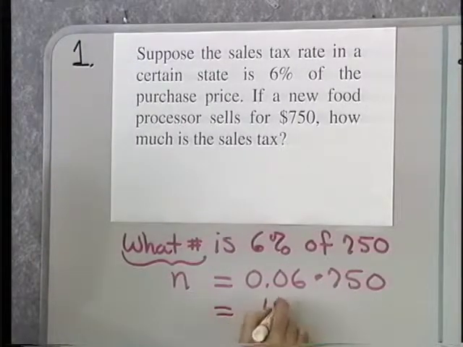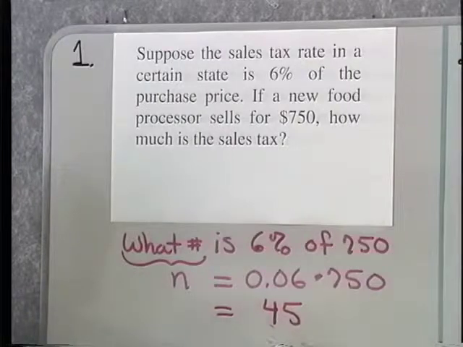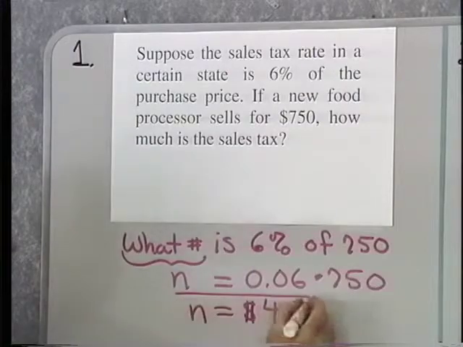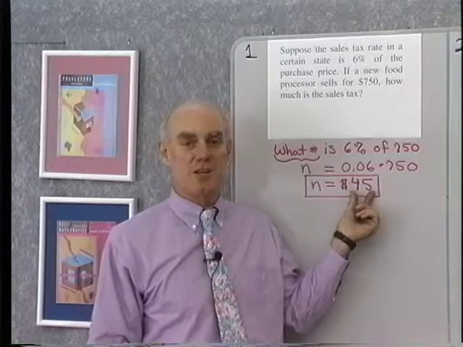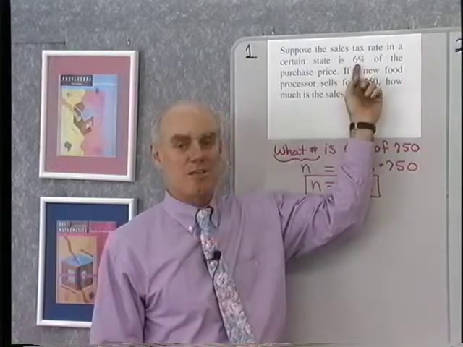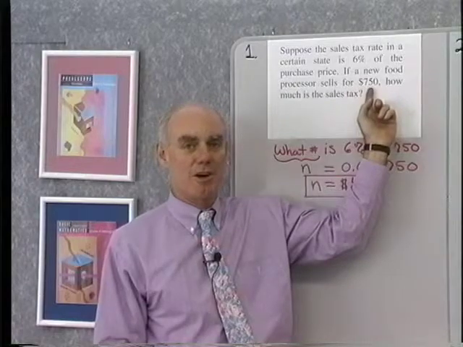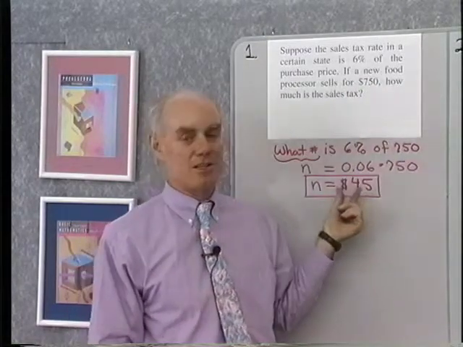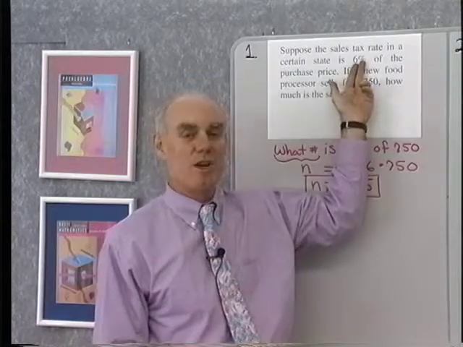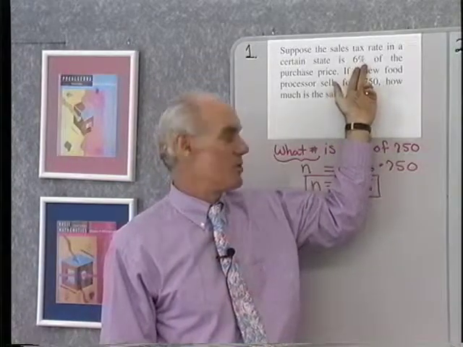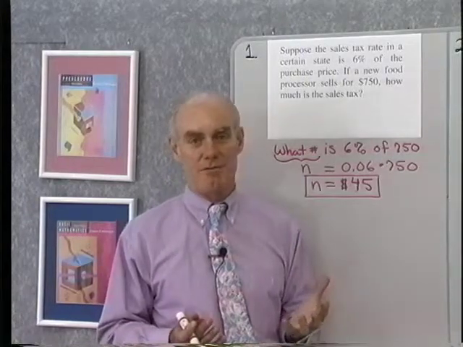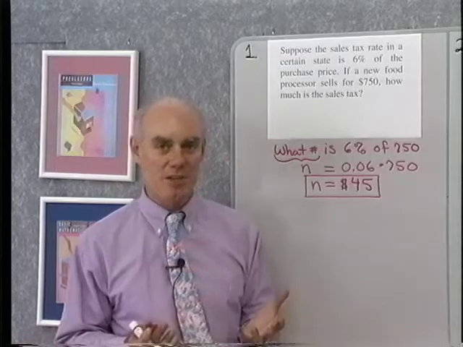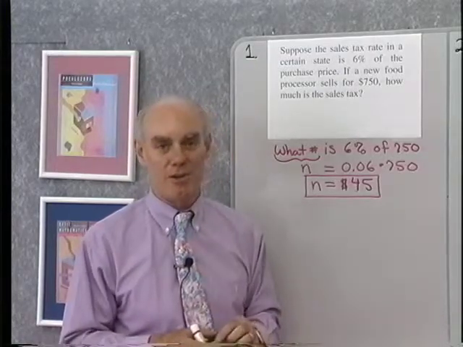So I'm going to leave myself a little room right here. 0.06 times 750 is 45. So $45. $45 is the sales tax. The sales tax rate is 6% and the purchase price is $750. So you don't want to confuse the sales tax itself, $45, with the sales tax rate, which is a percent. The sales tax rate is a percent, the sales tax itself is a number of dollars. So if a food processor sells for $750 and you have to pay 6% in sales tax, you're going to end up paying $45 in sales tax.